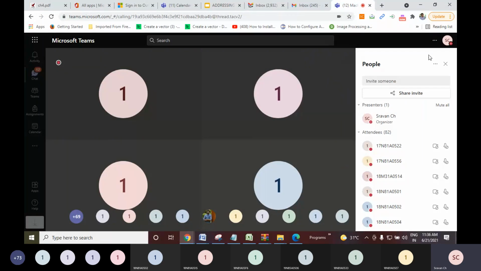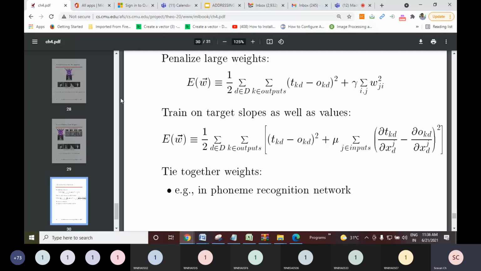Evaluating hypothesis. How do we evaluate a hypothesis? Friends, you know very well what a hypothesis is. Let me share the screen. I have shared my screen.